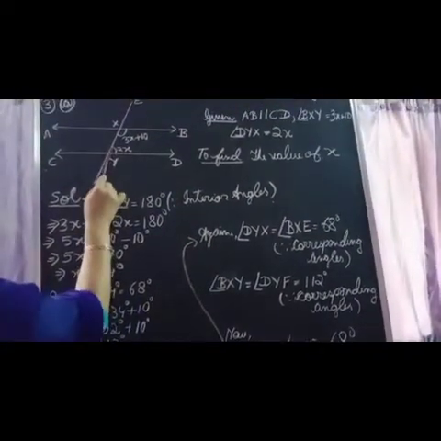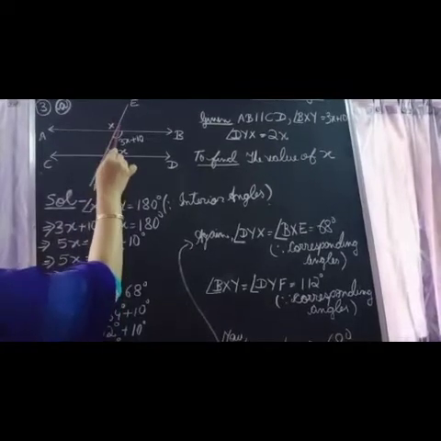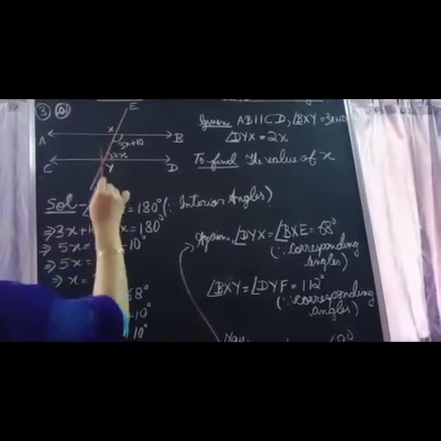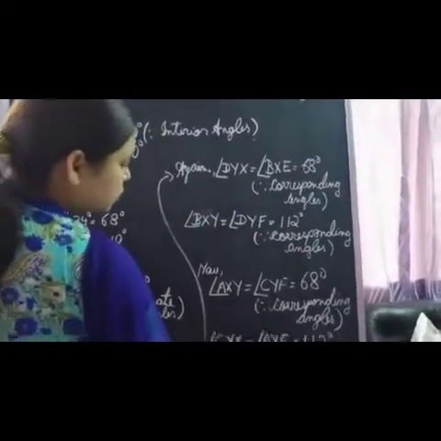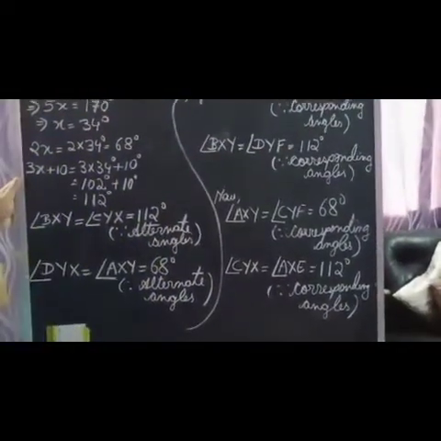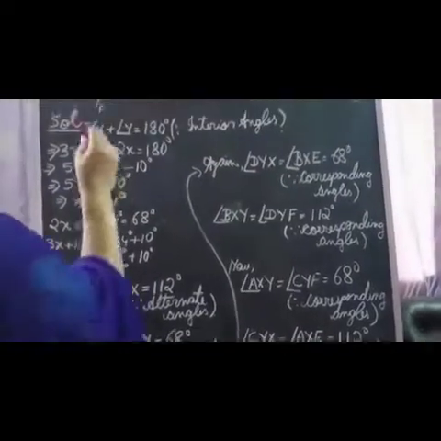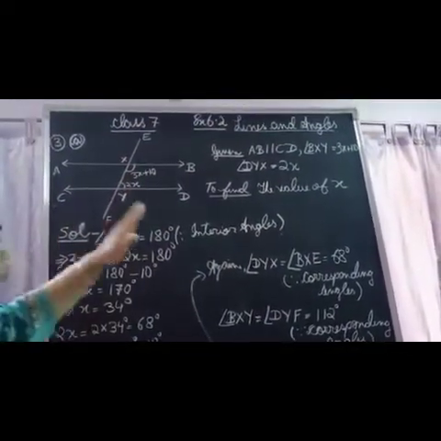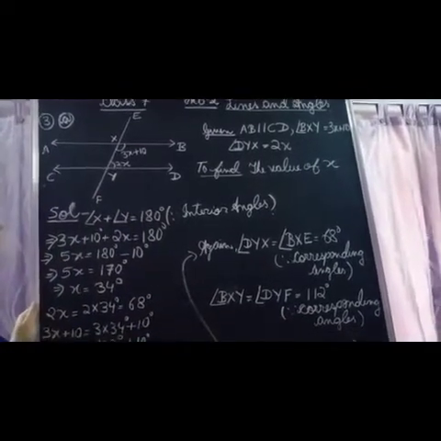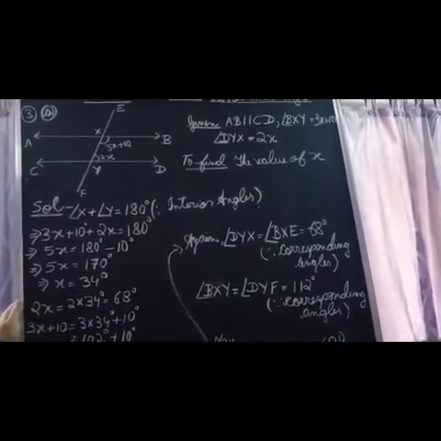Again angle CYX. So this angle children is equal to angle AXC. Again one interior, one exterior. That is why they are corresponding angles. So in this way, children, we find out the value of x and the measurement of all the angles. So you go through the sums very nicely and the doubts will be cleared in the class.